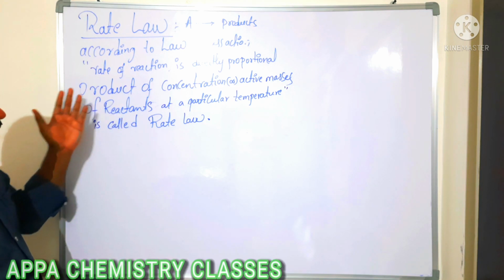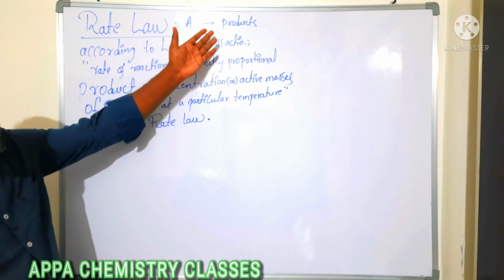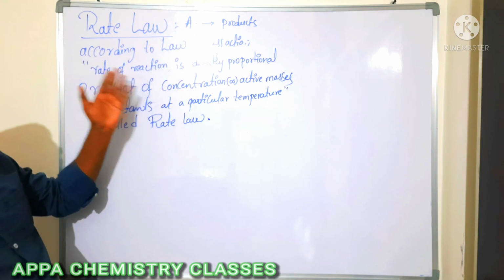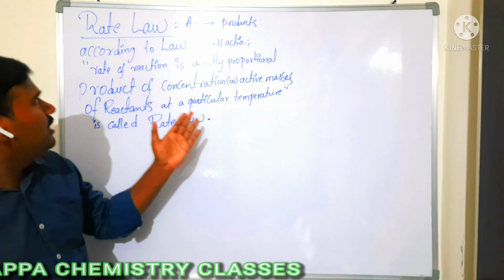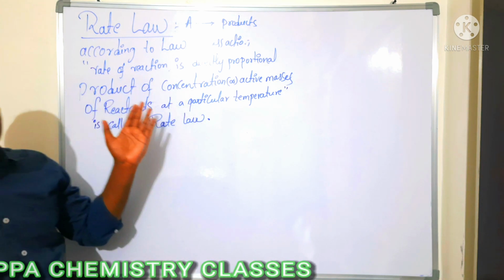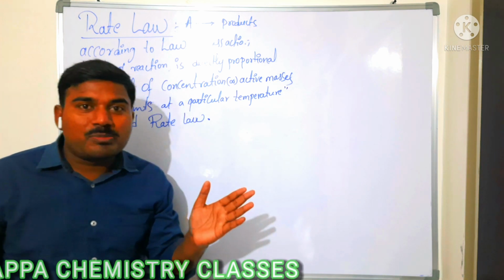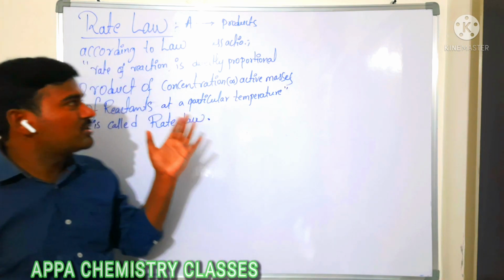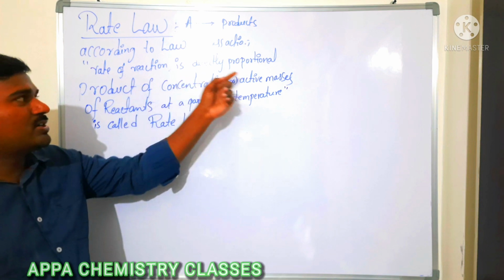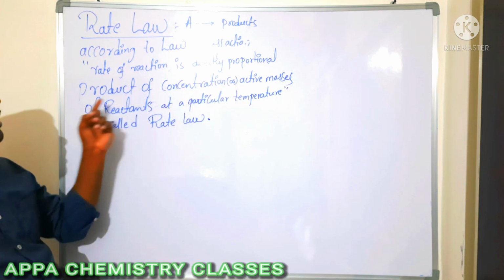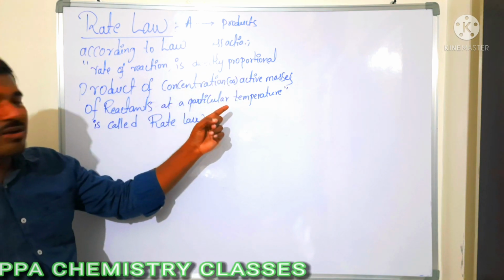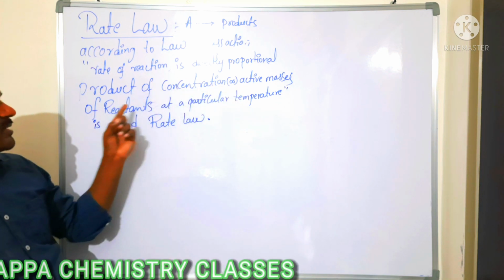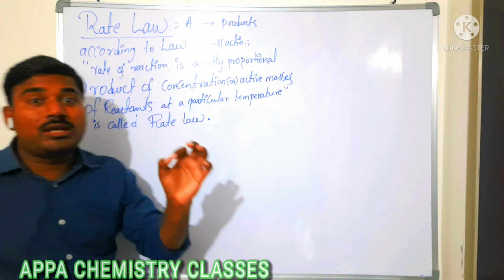Now rate law: for any reaction of the type A gives rise to product, according to the law of mass action, what happens here? The rate of reaction is directly proportional to the product of concentration of reactants, or active masses of the reactants, at a particular temperature.